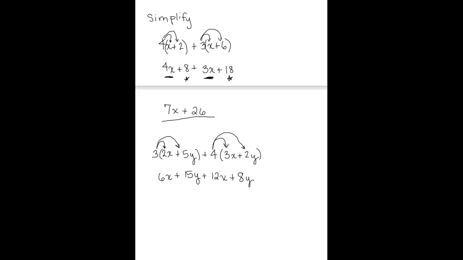All right, so 6x plus 12x is going to give me 18x. My 15y plus 8y, that's going to give me a 23y. And that's as good as that's going to get.